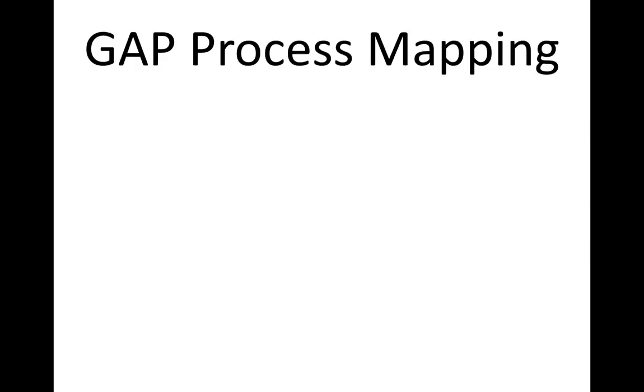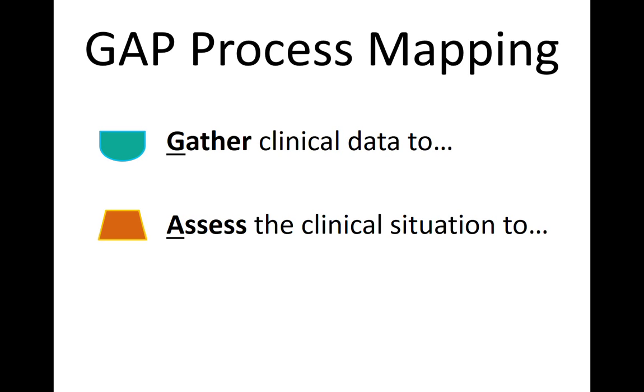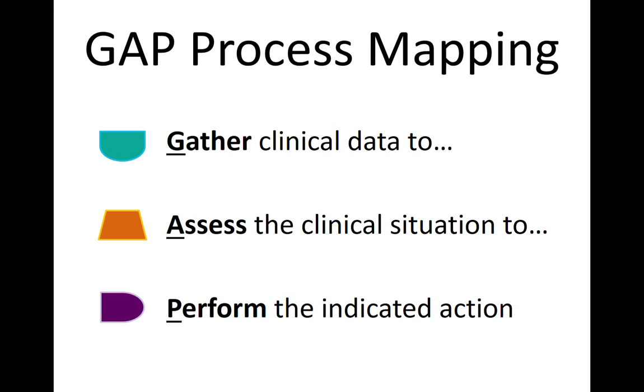We wanted to keep this method as simple as possible so that it would be easy to remember. So there are only 3 different symbols that we use in GAP process mapping, and they correspond to the 3 basic types of action that you take in a clinical process. You gather clinical data in order to assess the clinical situation, and then you perform an indicated action. As you can see, the 3 different symbols correspond to a part of the letter from which they're drawn, and that should also help make it easier to remember what those symbols stand for.